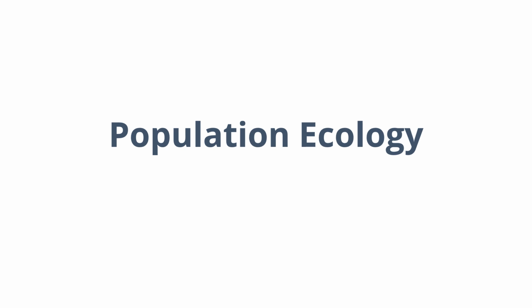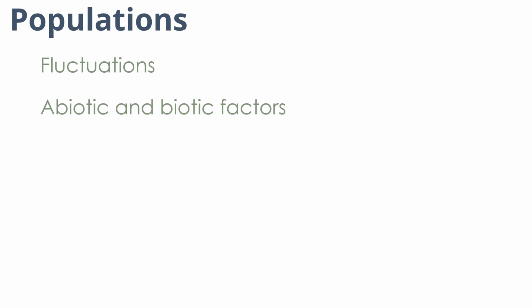In the prior weeks, we focused more on the organism. Now we're going to scale up to populations and explore population ecology. A population consists of all individuals of a species living within a specific area. So population ecologists study population fluctuations that are caused by different abiotic and biotic factors.